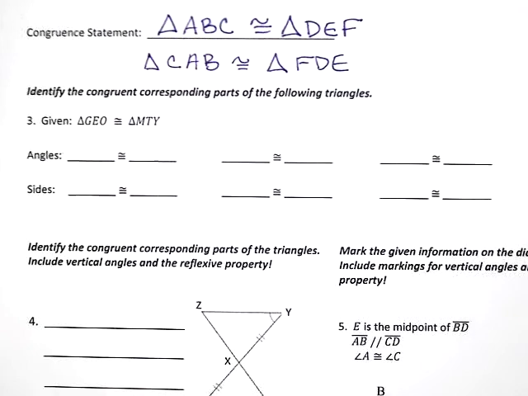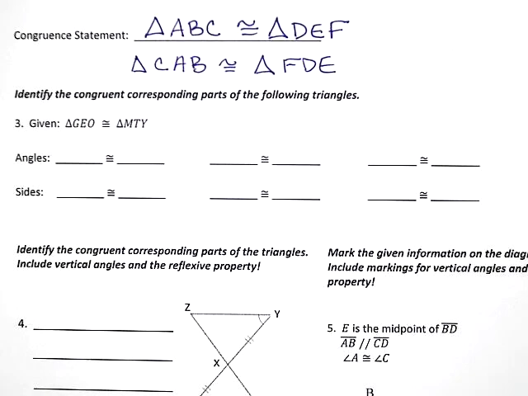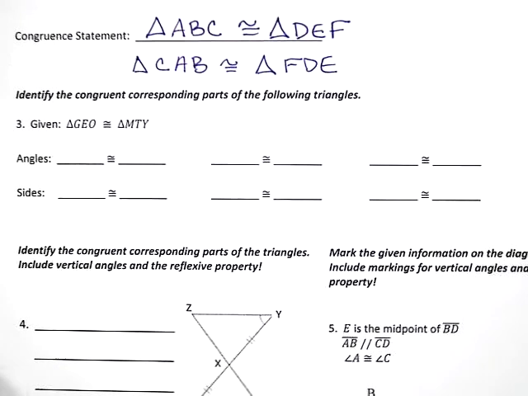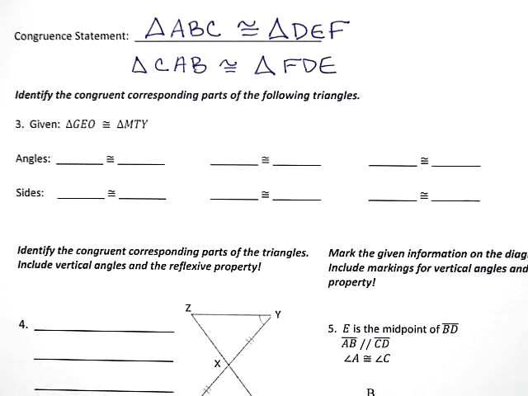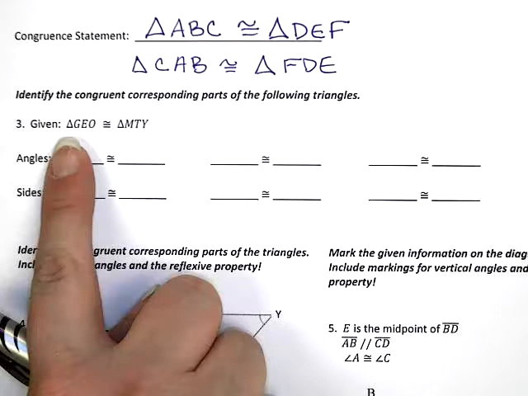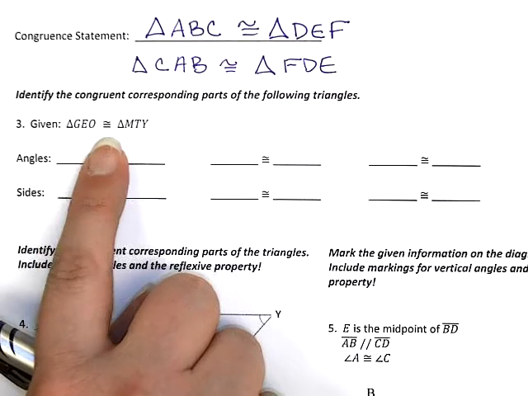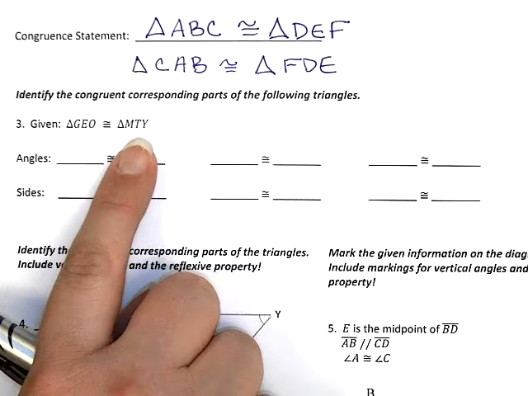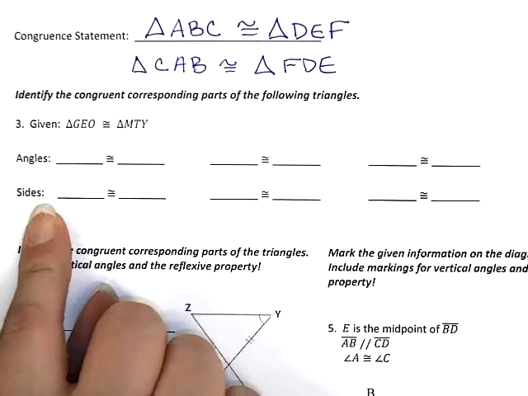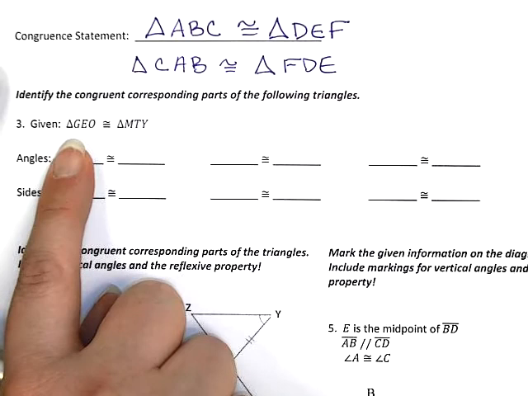All right, now I'm giving you a congruence statement, and I'm asking you to give me the congruent angles and congruent sides. This is actually almost easier than looking at the picture, I think, because it just gives it to you all right in order. So triangle GEO is congruent to triangle MTY. And we want to name the congruent angles and congruent sides. Just list the angles in order.